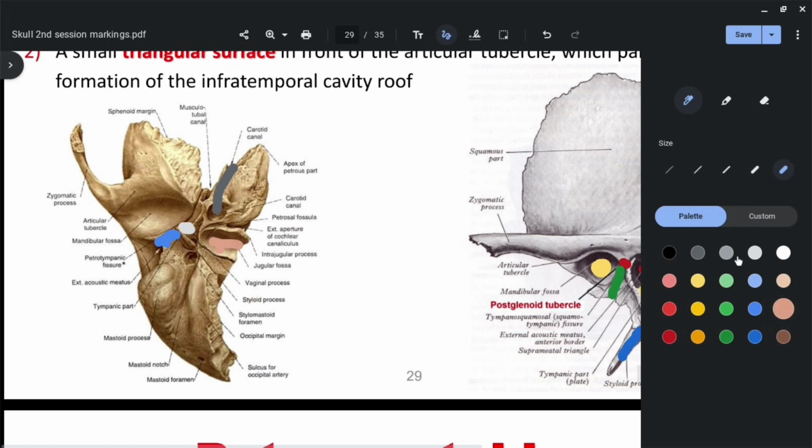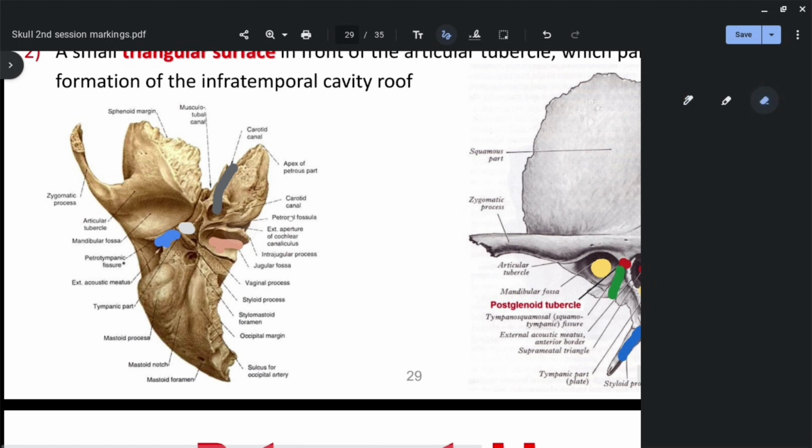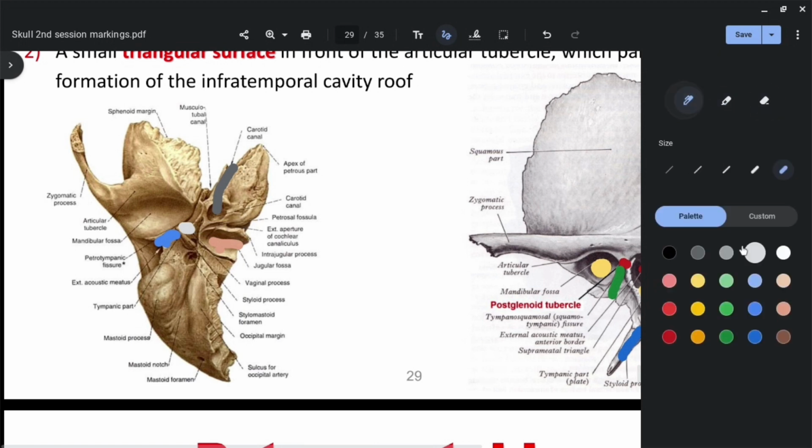One thing to remember, one most important thing to remember: in between the carotid canal and the jugular fossa we have this fissura petrosa. Sorry, I just marked a little bit extra. So in between the carotid canal and jugular fossa we have the fissura petrosa. Here this is the fissura petrosa.